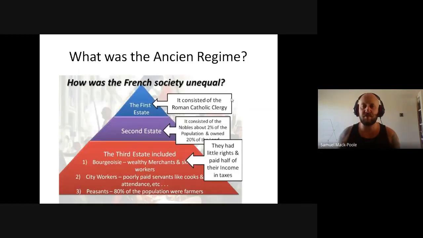So what was the Ancien Regime? Essentially, it was the organization of French society on a governmental basis, and society was split three ways. The first estate was the clergy, the Catholic Church.